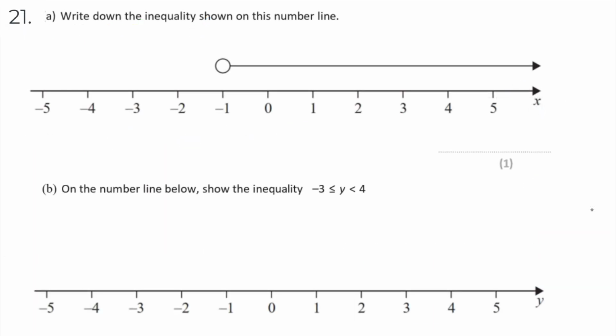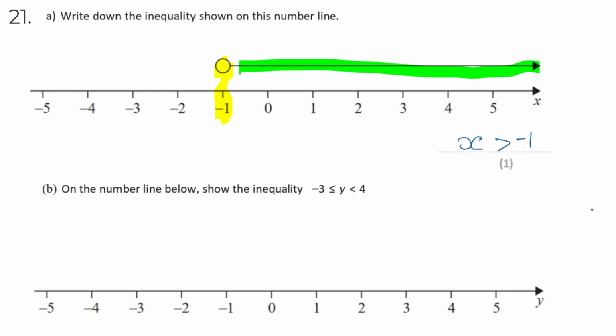Write down the inequality shown on this number line. Okay, well you can see we've got an open circle at -1, okay, and then an arrow pointing off to the right, which means that our value of x is going to be bigger than -1, isn't it? So x is greater than -1. Now notice this has got an open circle at this end. That means it is strictly greater and not greater than or equal to, so it can't actually be equal to -1. So it's x is strictly greater than -1.